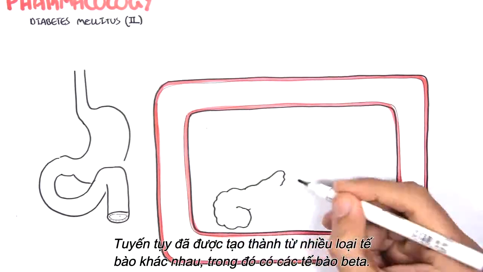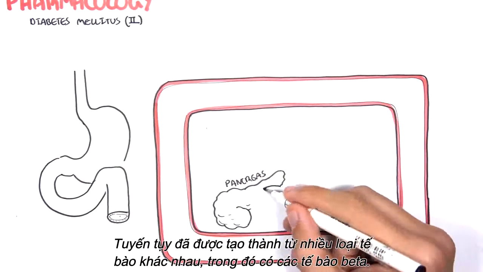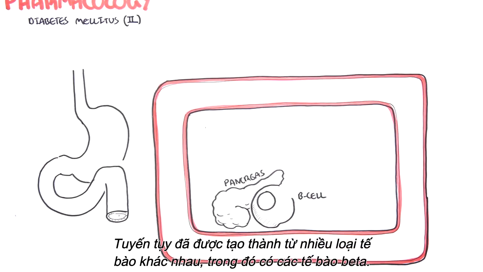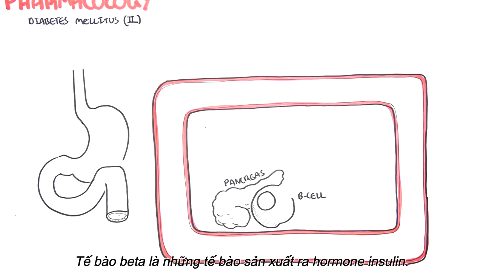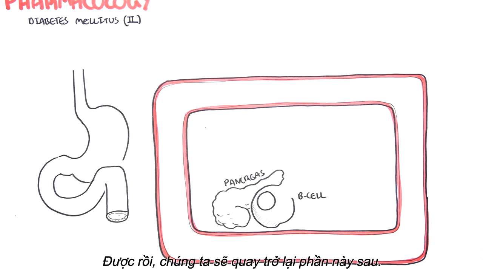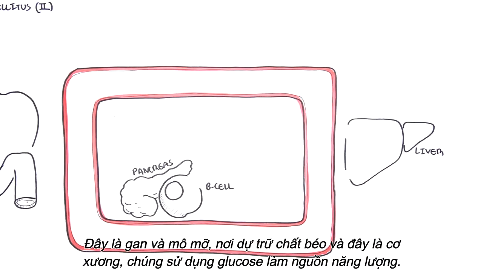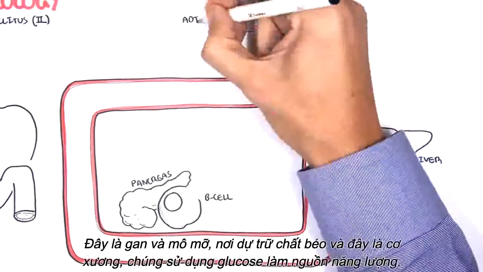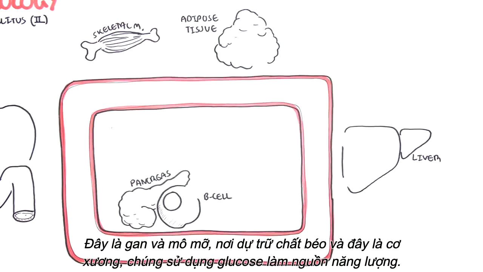Now the pancreas is made up of different types of cells, one of which are these cells known as B cells. And these B cells are the ones that produce the hormone insulin. All right, we'll get back to this. And here is the liver, adipose tissue, which store fat. And here's the skeletal muscles, which actually use glucose as a source of energy.